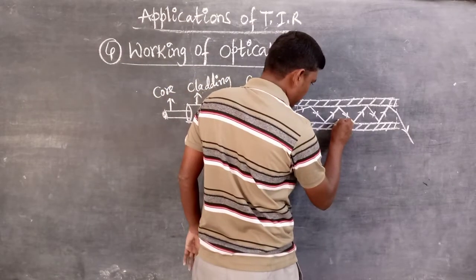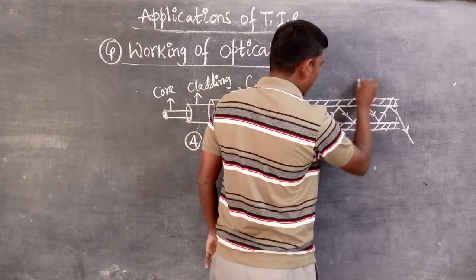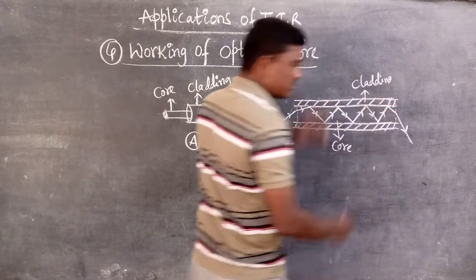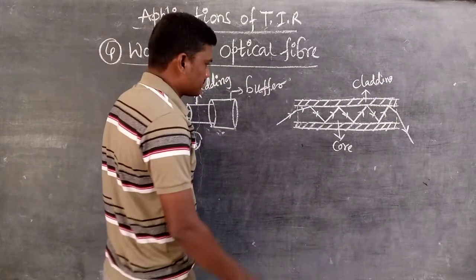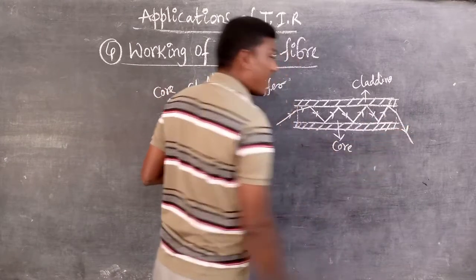Next. So it is the core, it is the cladding, and the buffer is above this one. We can see that. It is the incident, it is the emergent.